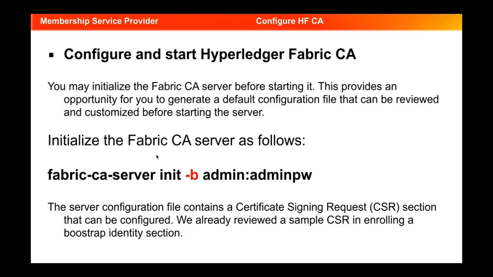Moving on, how are you going to configure and start the Hyperledger Fabric CA? In order to initialize the Fabric CA server, you need to run this command, which is fabric-ca-server init -b and the credentials over here, which is admin and password. The server configuration file contains the certificate signing request, which is the CSR section, that can be configured. We have already seen a code snippet where CSR is enrolled with the bootstrap identity section.